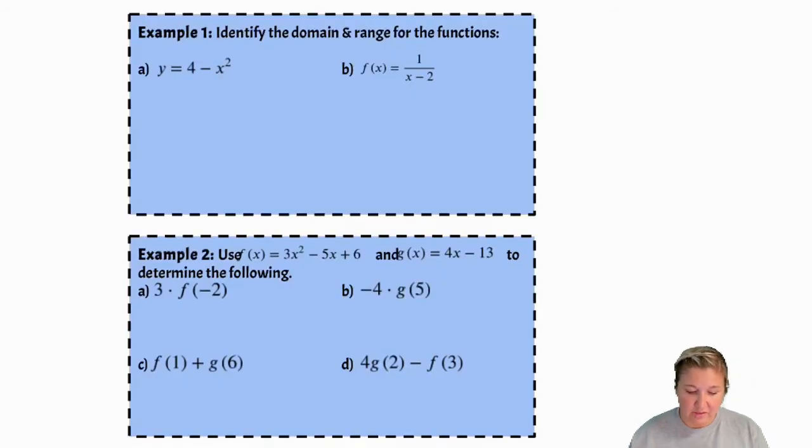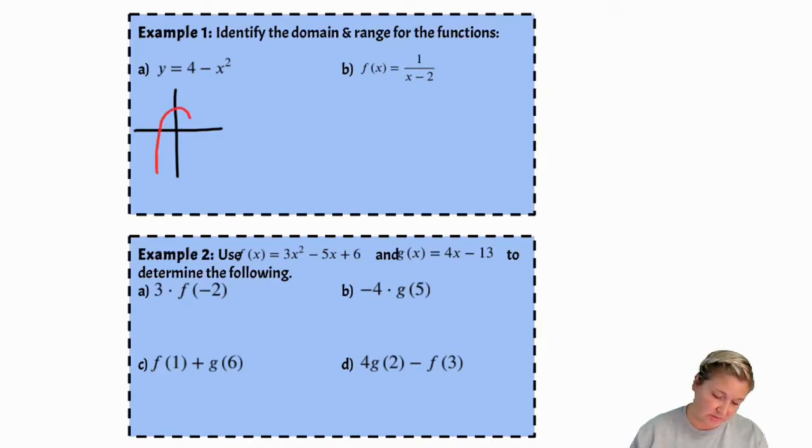All right, now let's look at this. We're going to identify the domain and range for these functions. With 4 minus x squared, that is an upside down parabola that is then shifted up 4 units. It's going to look something like this. It goes up to 4 and then travels back down.